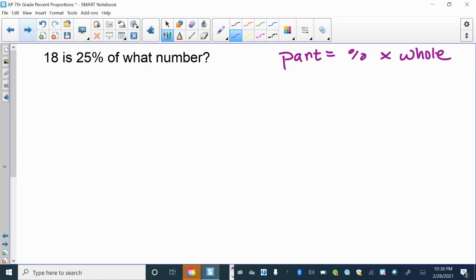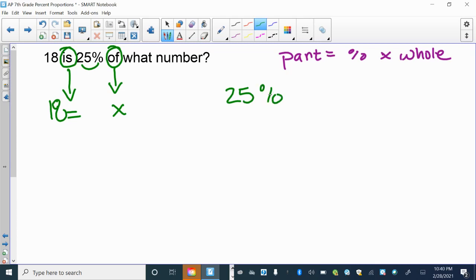Let's try one more. 18 is 25% of what number? Here I have my percent equation, and I'm going to look for my keywords of and is. Is represents equal. Of represents to multiply. I'm going to bring down my 18 and my 25%. I'm going to quickly convert that to a decimal. I know that I have a decimal here, so I'm going to move it 2 places over. And now I have 25 hundredths.